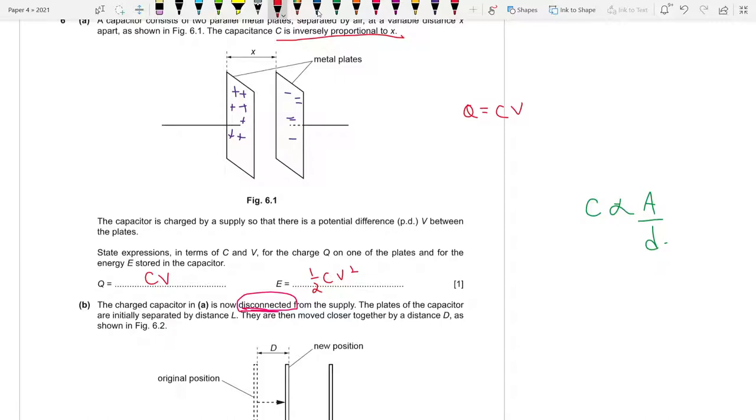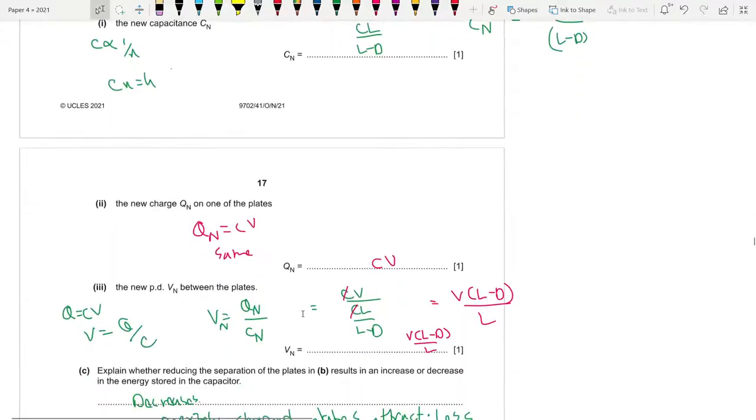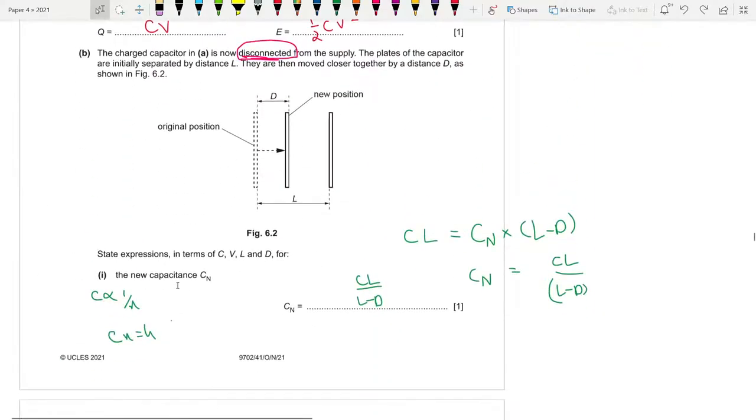Think of charging up a battery. If you take out the battery, does the battery actually lose its charge? It still has charge, right? And the value of the charge will not change. It will stay constant. That's why the new charge on the plates of the capacitor is actually the same as the one initially, CV. But the new capacitance will change.